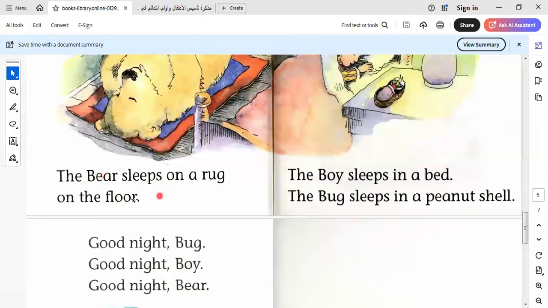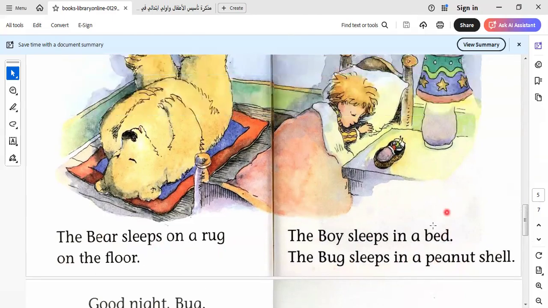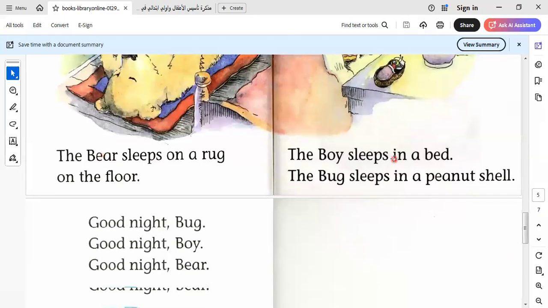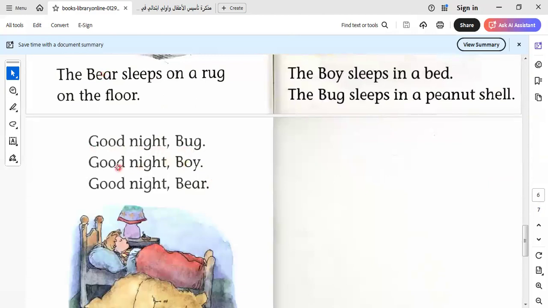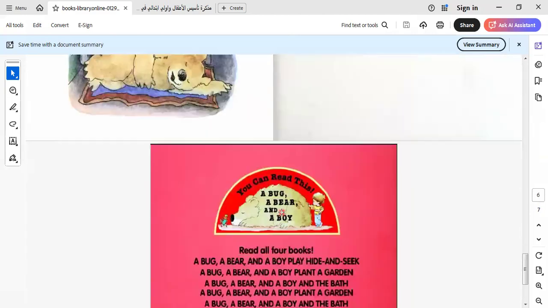The bear sleeps on a rug on the floor. The boy sleeps in a bed. The bug sleeps in a peanut shell. This is a peanut shell. Good night, bug. Good night, boy, and good night, bear.